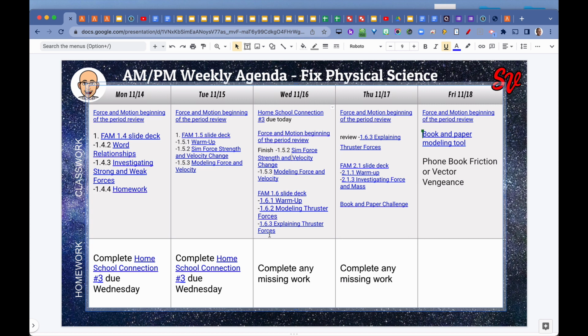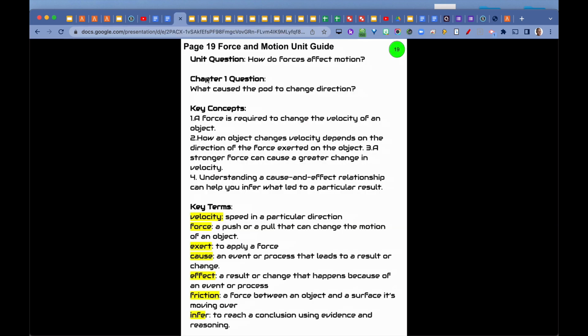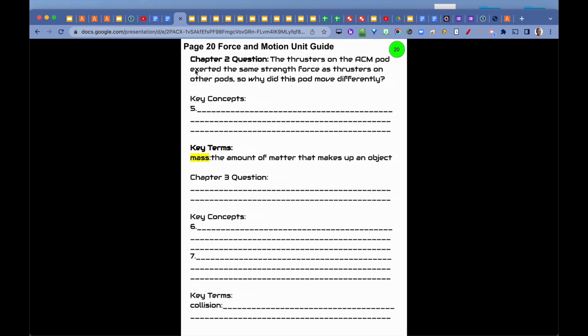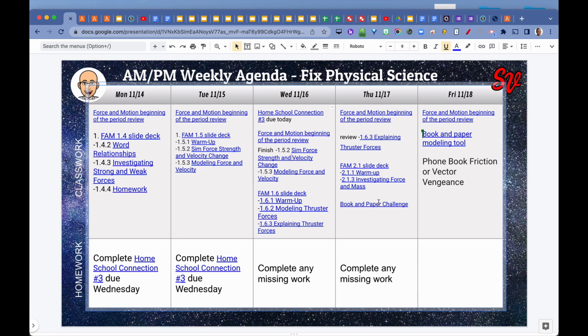Then they did 1.6 as well, and they also did 2.1. And then they added to their notebook. These are the things they added to their notebook from those lessons. They added the key concepts and key terms, including page 20, starting chapter 2. So we did that. Then we did the book and paper challenge.